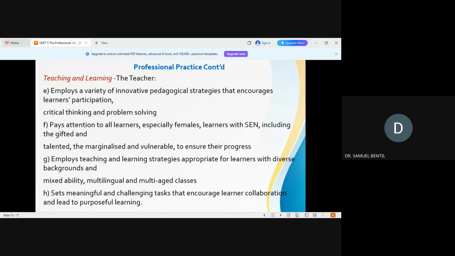Then we have the teaching and learning aspect. We said the teacher must employ a variety of innovative pedagogical strategies that encourage learners' participation, critical thinking, and problem solving. You must also pay attention to all learners, especially females, learners with some essential socio-emotional needs, including those who are gifted and talented, the marginalized, the vulnerable, to ensure that all of them progress according to their own ability. You must also employ teaching and learning strategies appropriate for learners with diverse backgrounds and mixed ability, multilingual, and multi-aged classes.